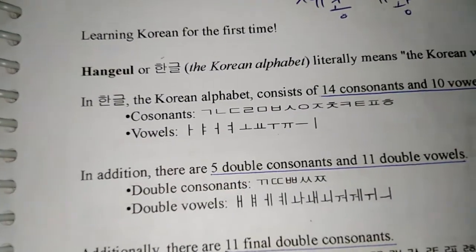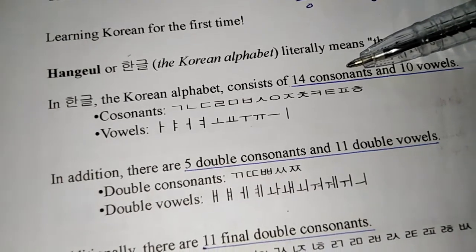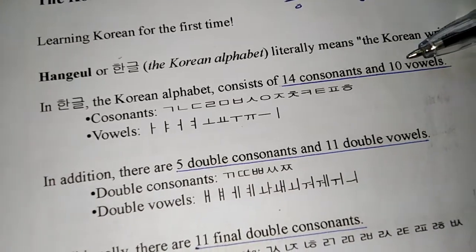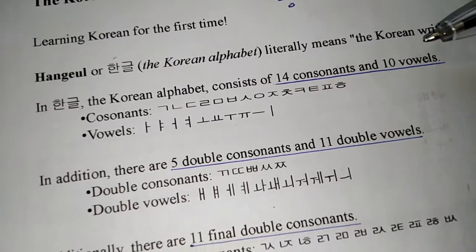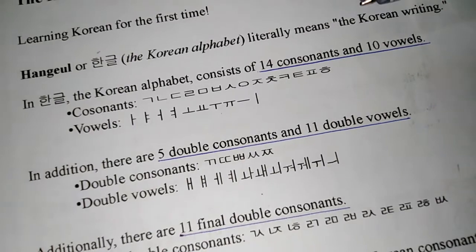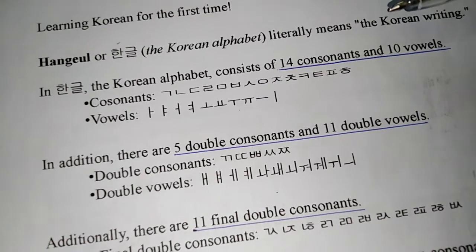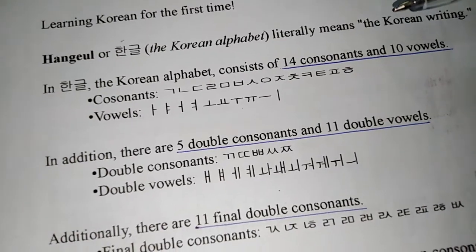So when it comes to alphabets, we have 14 consonants and 10 vowels. 14 consonants and 10 vowels. You don't need to remember the number of vowels and consonants because you just need to know what consonants and vowels there are, and that's pretty easy.